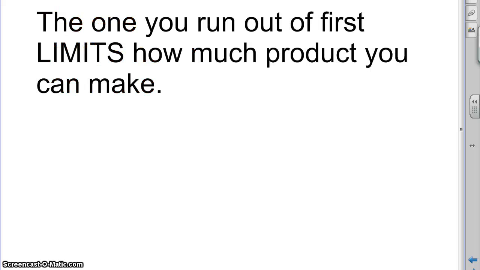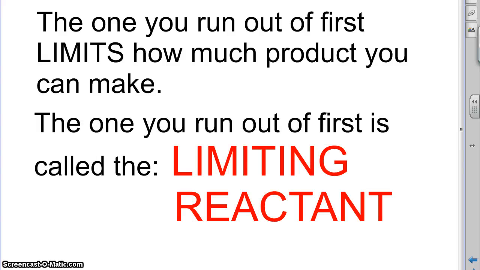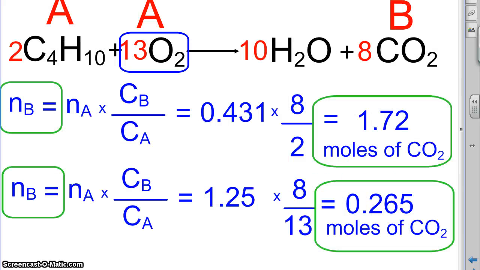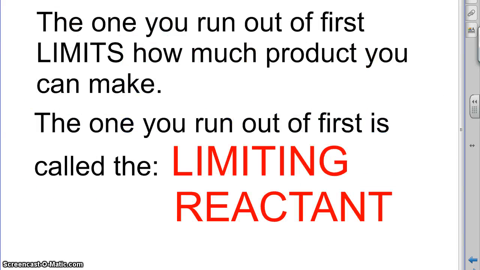So the one you run out of first limits how much of the product you can make, which is why we call it the limiting reactant. The one you run out of first, the one that produces a smaller number of moles of B, is called the limiting reactant, which is why we call this a limiting reactant problem. And the way that you do it is, like we said a minute ago, you find moles of B for each A, and then proceed using the smaller of the two.